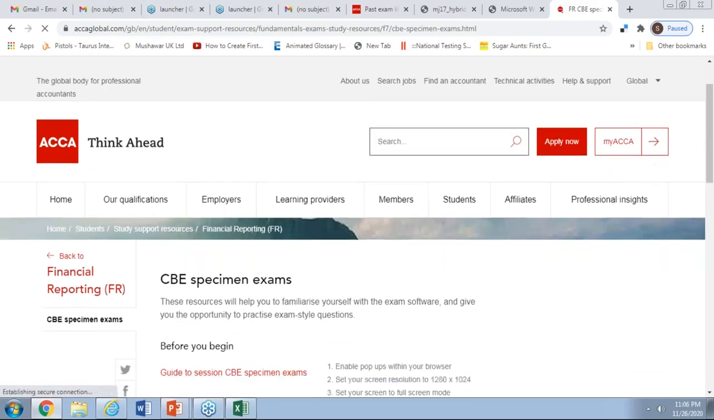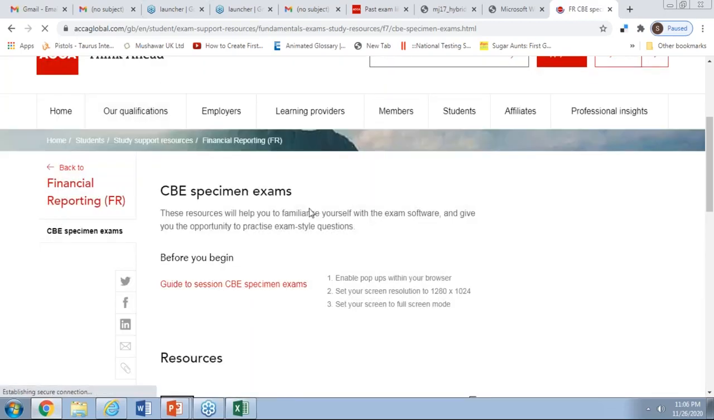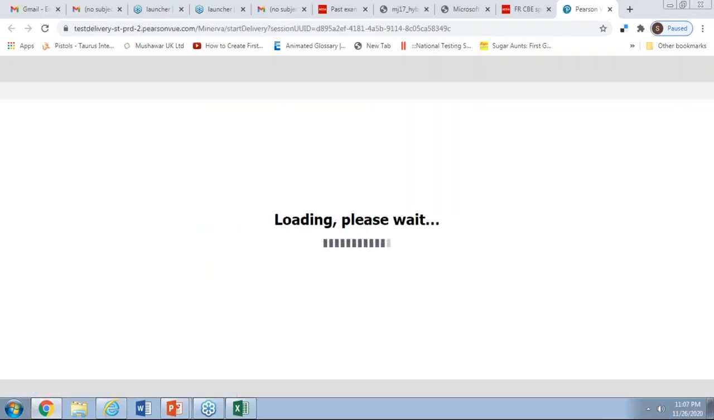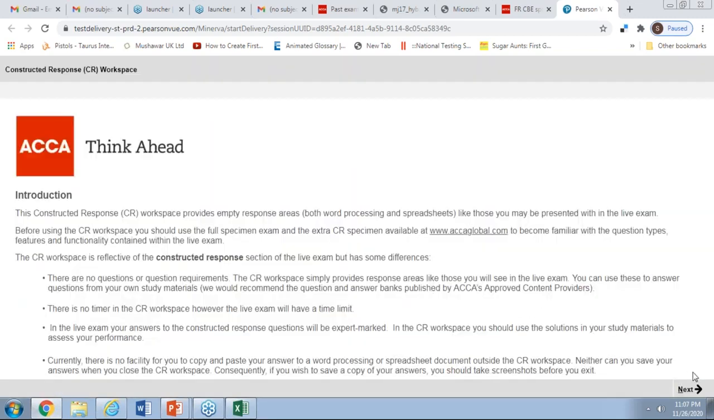Now we are moving towards the ACCA page, CBE. Here you can see there is a link with the name constructive response workspace. This will be our practice session area, so we'll start working on it. Please click on this link. A separate window will open. It's the Pearson VUE testing workspace.